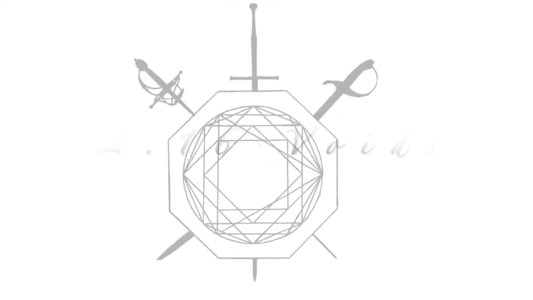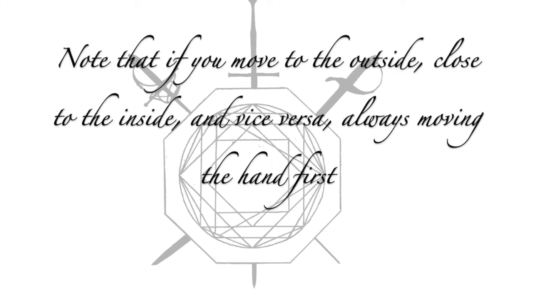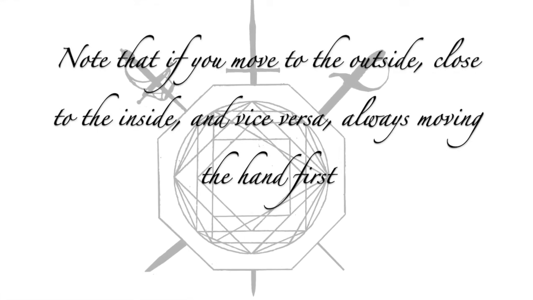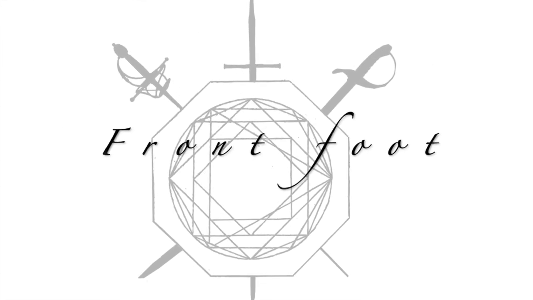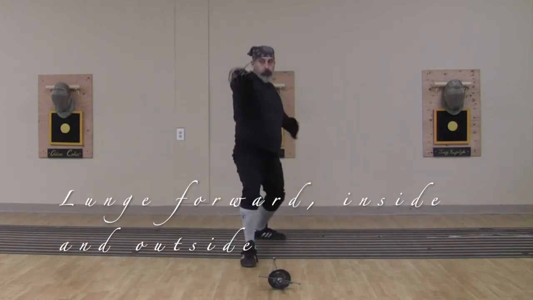2.16, voids. Note that if you move to the outside, close to the inside, always moving the hand first, and vice versa. Here's the compass drill with the first foot. I can lunge forward, closing to my inside to the outside.